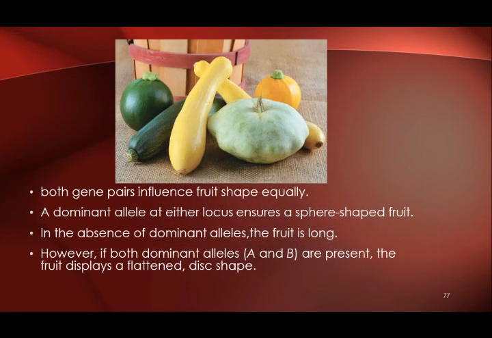So both gene pairs will influence the fruit shape equally. A dominant allele of either locus ensures a sphere-shaped fruit. In the absence of a dominant allele, the fruit is long. But if both of them are present, it becomes a disc shape.